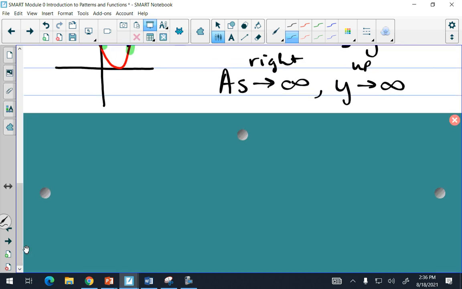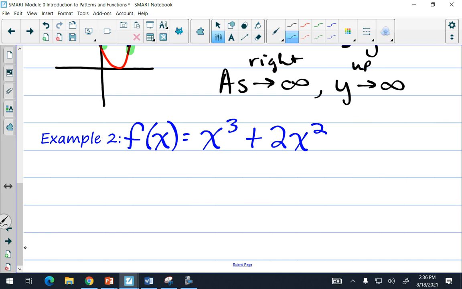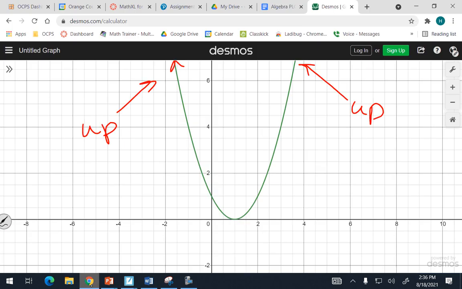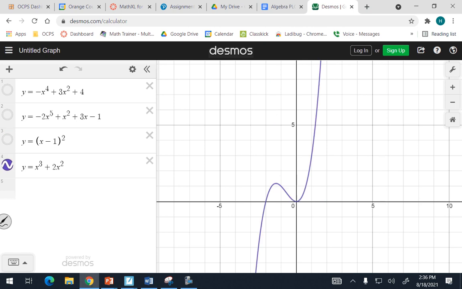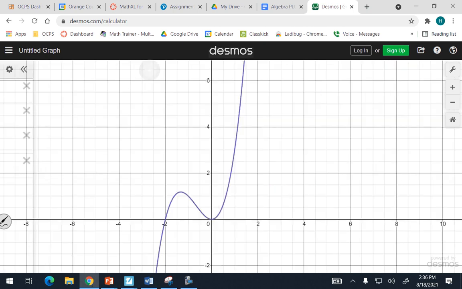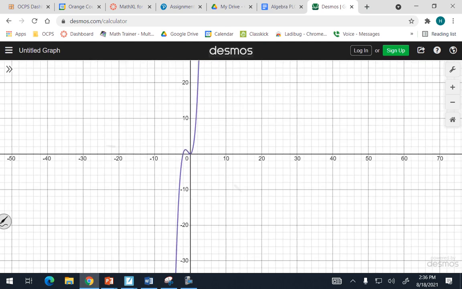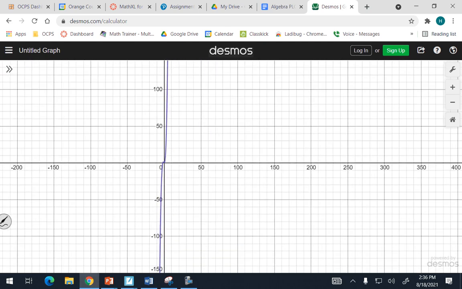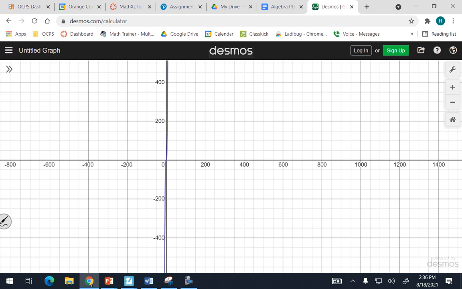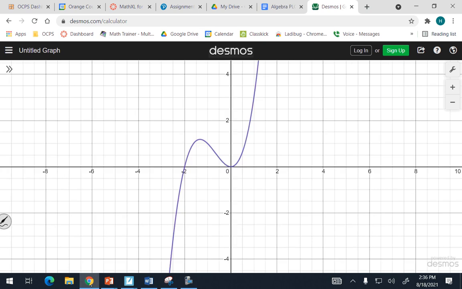So example 2, we are doing f of x equals x cubed plus 2x plus 2. This one you would not know how to graph at this point. You've not learned that so far. I get to teach you that this year. But we're going to use Desmos right now. So here is that graph. And again, no matter how far out I zoom, on the left it's going down, and on the right it's going up. So when I'm doing my end behavior, on the left it's going to be down, and on the right it's going to be up.